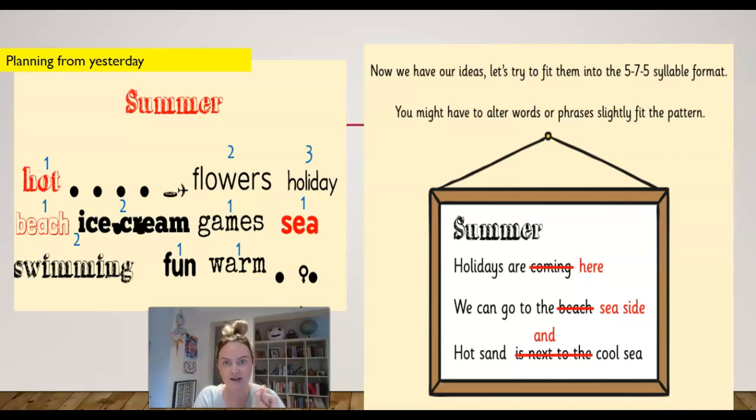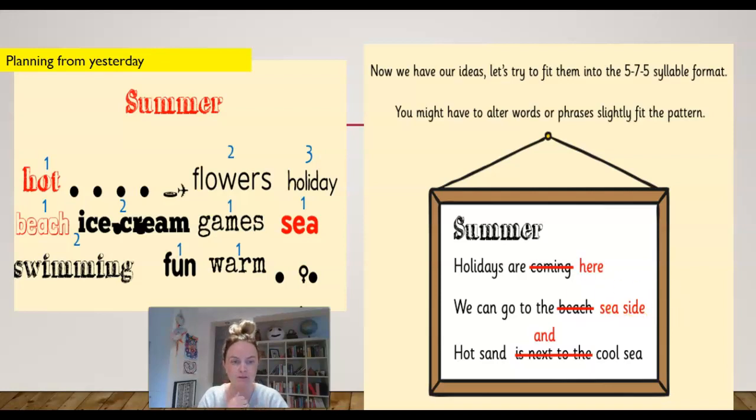Let's look at line number 2. We can go to the beach. So let's just have a look at what I wrote first before I crossed it out. We can go to the beach. Oh dear, it's only got 6 syllables. For my second line, I need 7. So I'm going to have to alter this a little bit.